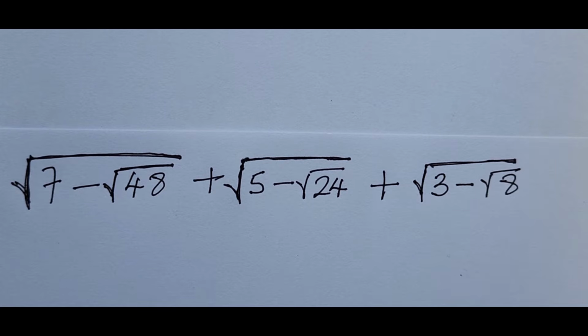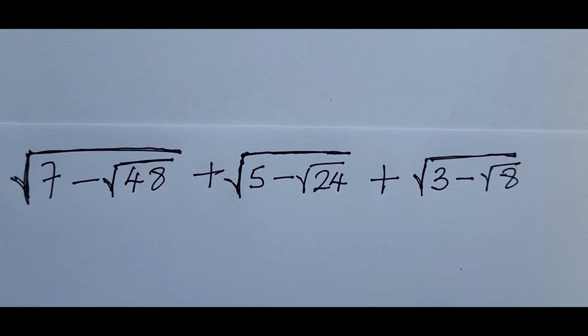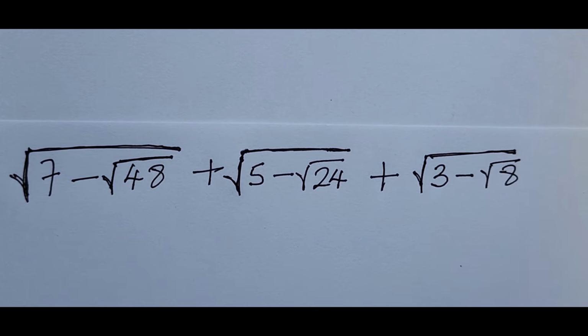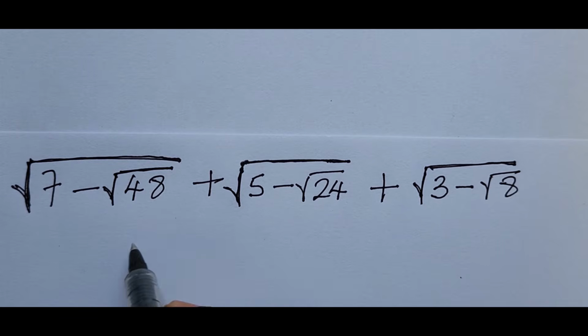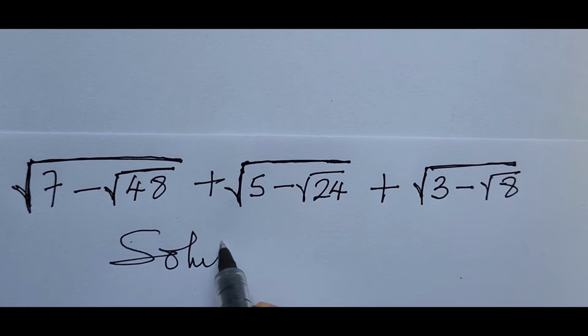All right, now we have this expression before us here. The square root of 7 minus the square root of 48, plus the square root of 5 minus the square root of 24, plus the square root of 3 minus the square root of 8. What if you are told that the answer to the whole of this expression is 1? Would you believe it? Yes, so we're going to show without the use of the calculator how to solve this and get the answer 1. So let's take our solution.